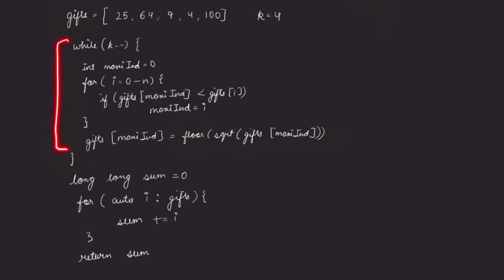Then after applying these k operations, we are running a loop to find out the sum of our array elements, and then we are returning that sum, right?